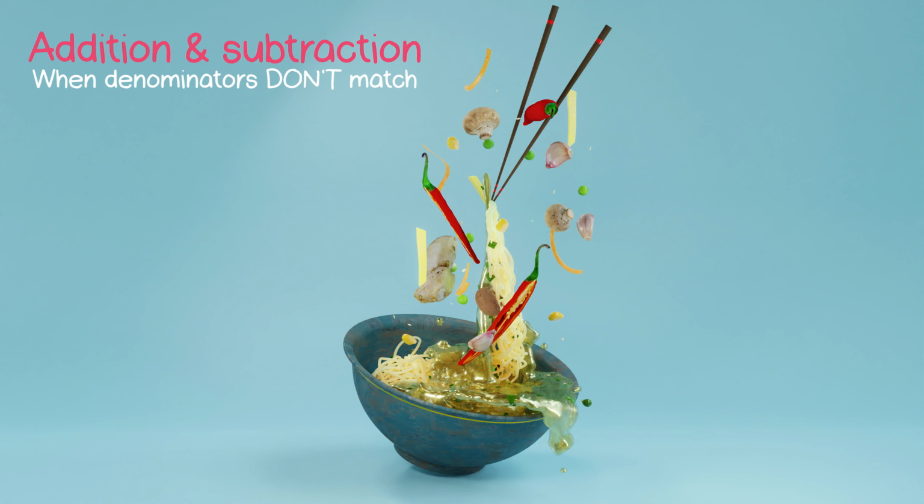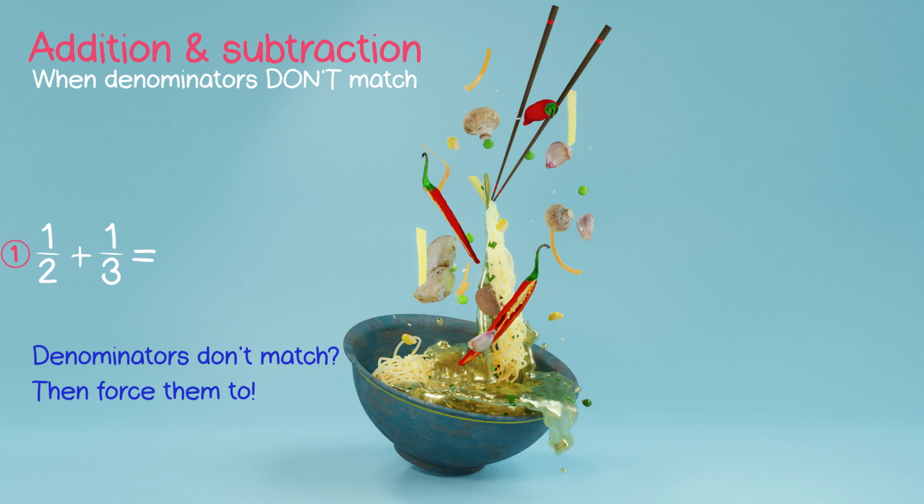Okay, finally, let's look at what we do for addition and subtraction when our denominators don't match. To make this noodle dish, we are going to combine two of our favorite recipes. So 1/2 plus 1/3. Now our denominators don't match, so what do we do? One extra step, we force them to match. We find a common multiple of 2 and 3, so a number that both 2 and 3 can become when you multiply them. 2 and 3 are both capable of becoming 6.